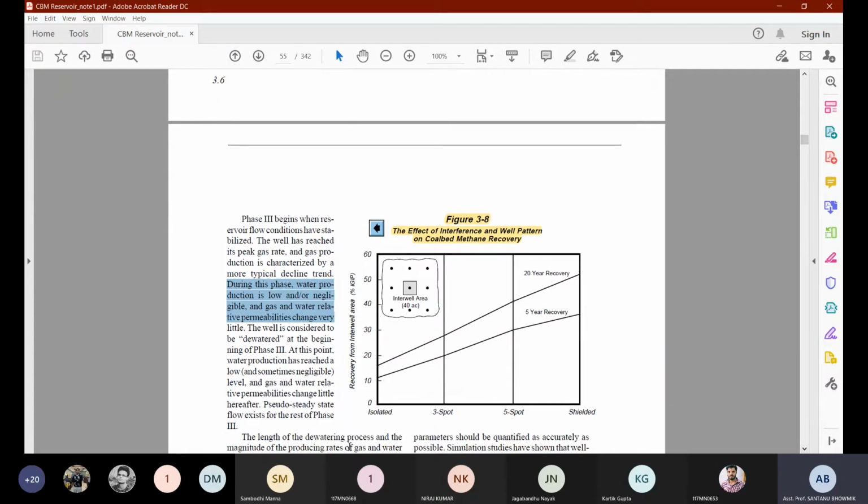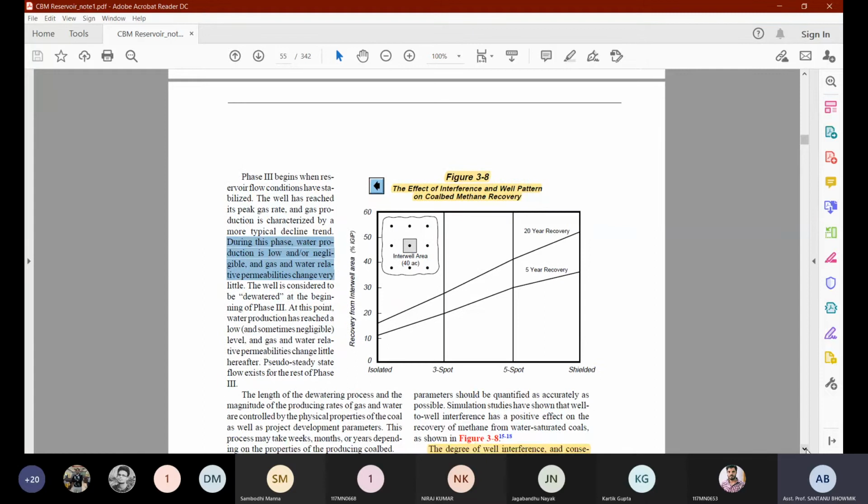Okay. Pseudo steady state flow exists for the rest of phase 3. Why is it pseudo steady? Because it is not actually steady, because the flow is changing with time due to the reduction of the gas quantity and the water quantity.